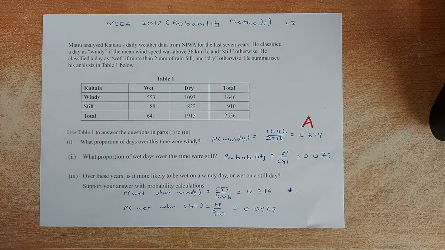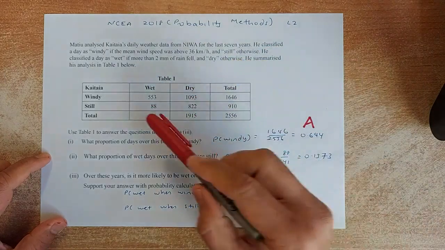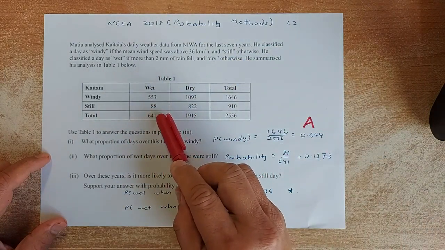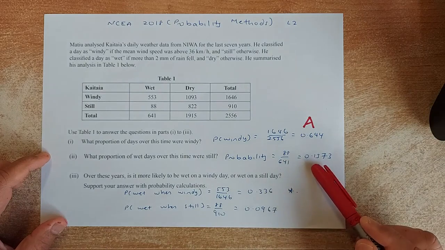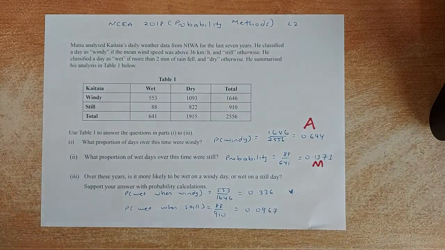Next one. What proportion of the wet days over this time were still? So we are looking at wet days here, and still is going to be 88 out of 641. So the answer is 0.1373. And that will give you a merit. Quite straightforward, isn't it?